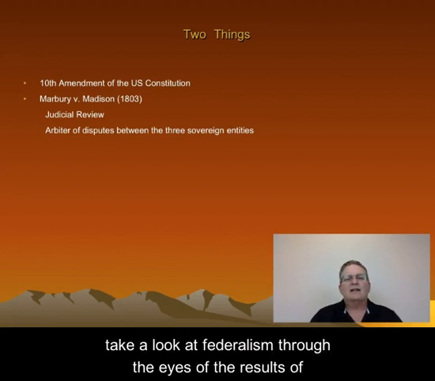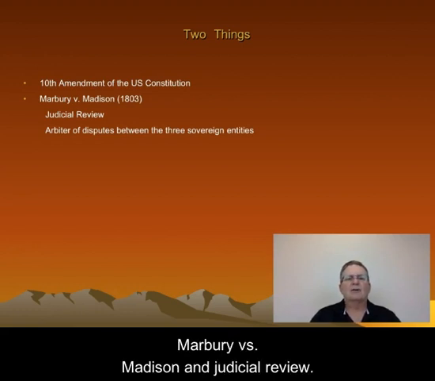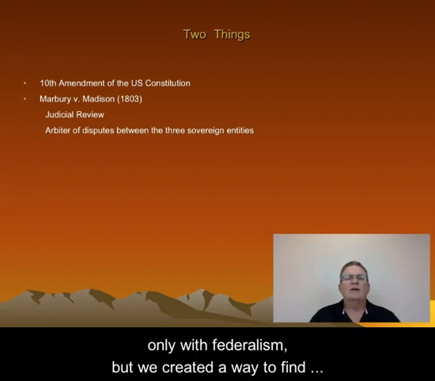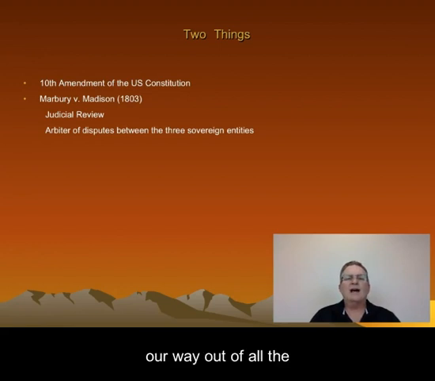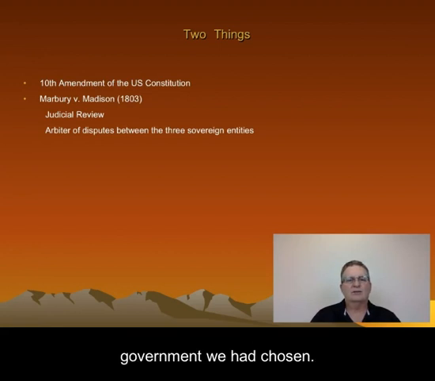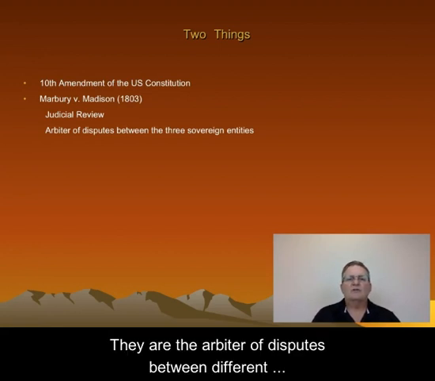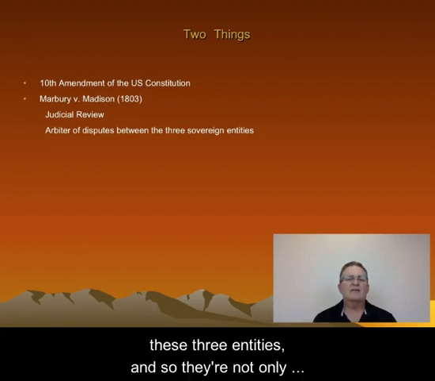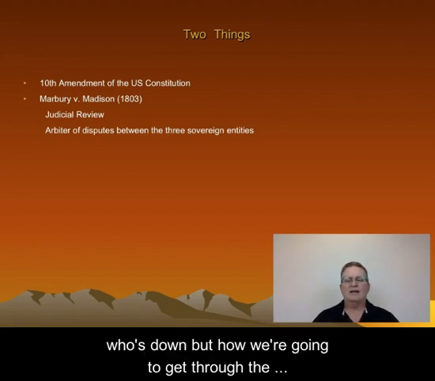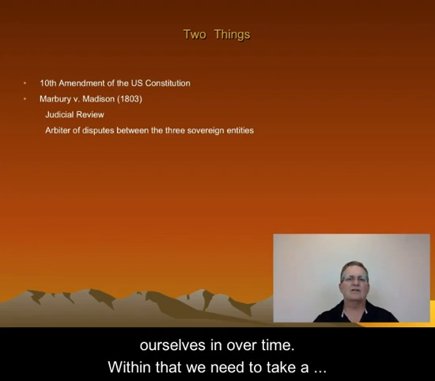And we also need to take a look at federalism through the eyes of the results of Marbury versus Madison and judicial review. In judicial review, what we created not only with federalism, but we created a way to find our way out of all the problems that would occur no matter what system of government we had chosen. They're the arbiter of disputes between different sovereign entities on any of these three entities, and so they're not only deciding basically who's up and who's down, but how we're going to get through the situation that we find ourselves in over time.